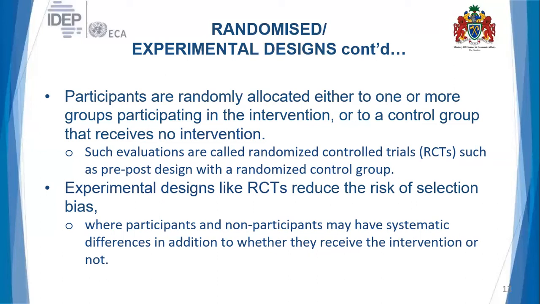One of the important advantages of the experimental designs, like randomized control trials, is that these designs reduce the risk of selection bias, where participants and non-participants may have systematic differences in addition to whether they receive the intervention or not. Simply put, they reduce the influence of the researcher in the assignment of subjects or participants to a particular group.